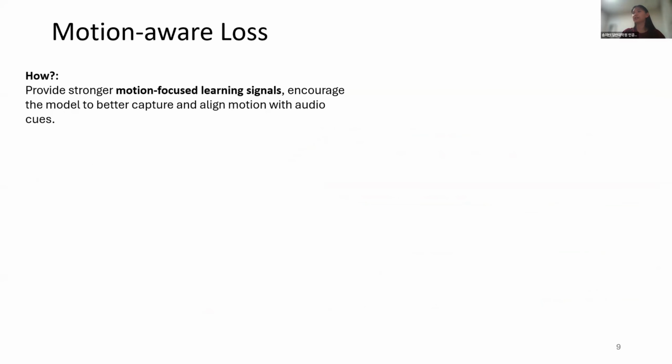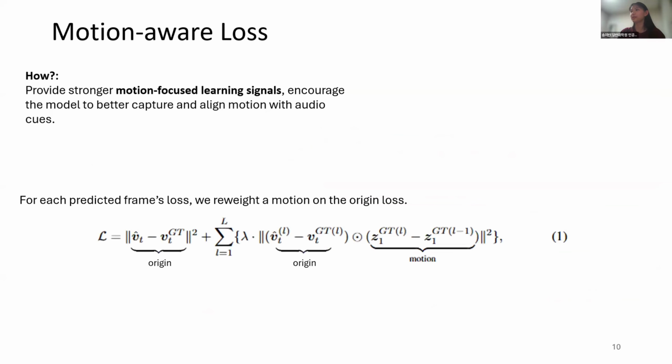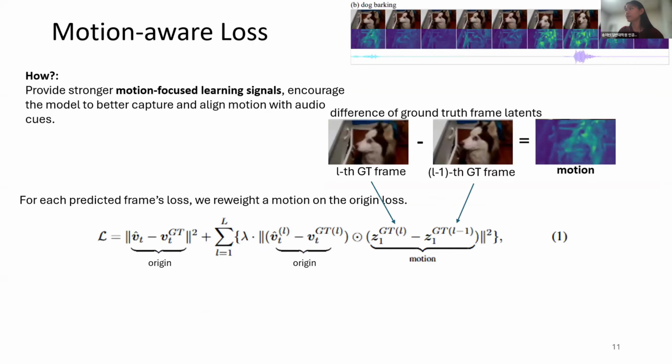So we provide stronger motion-focused learning signals to encourage the model to better capture and align motion with audio cues. For each predicted frame latent, we reweight motion on the original loss. The motion part is calculated by the differences of ground-truth frame latents to get the motion, and this motion is reweighted on the original diffusion loss.